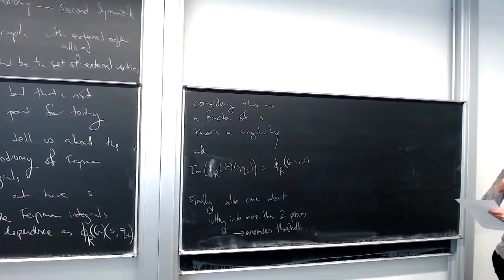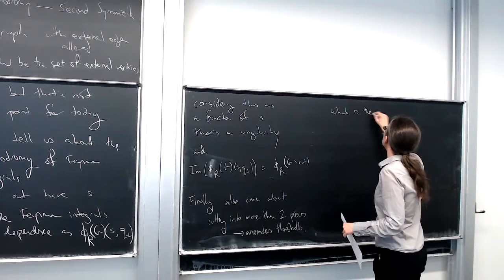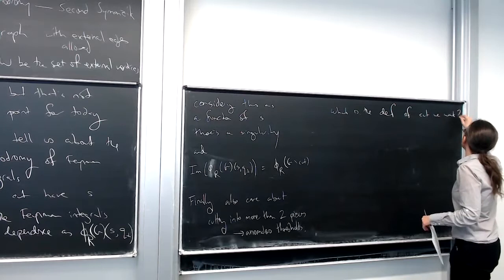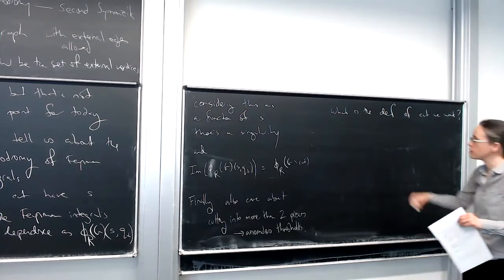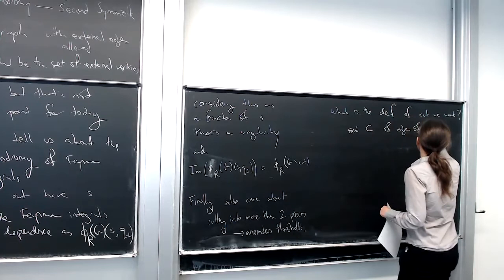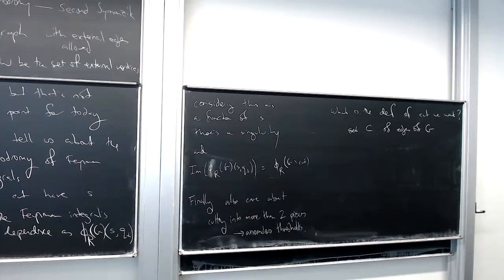Anyway, what do I really mean? What is the definition of cut that we want here? Well, we're going to mostly think about the cut as a set of edges. So it's a set C of edges of G. And what properties do we want it to have? Well, if we remove C from G, we would like the result to have two or more components.